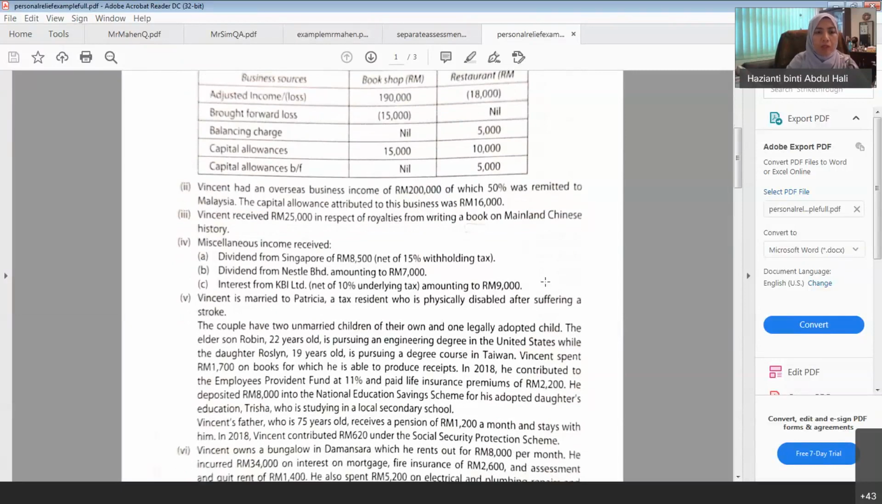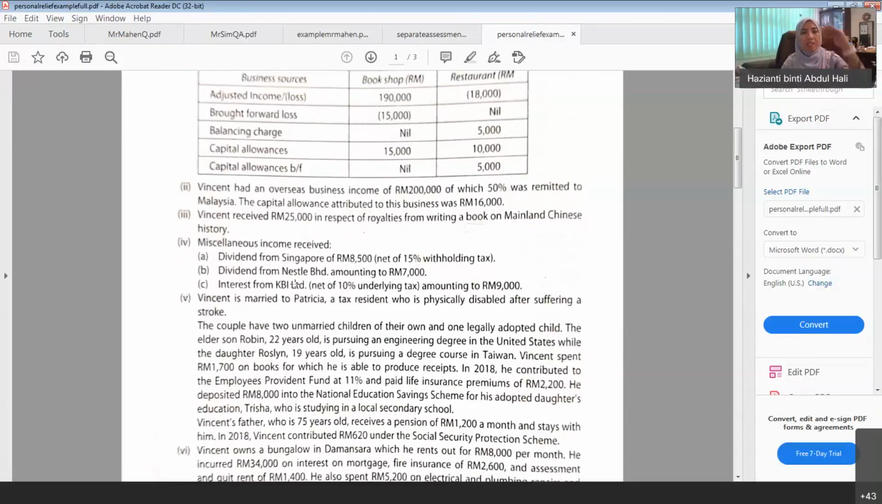Okay, so for point number 3, he received 25,000 in respect of royalties from writing a book on mainland Chinese history. Royalty, which section? Anyone? Anyone? Because here what you have to do is arrange them.